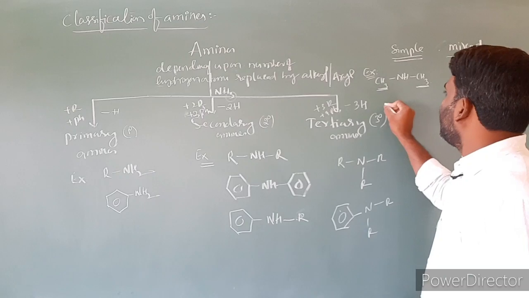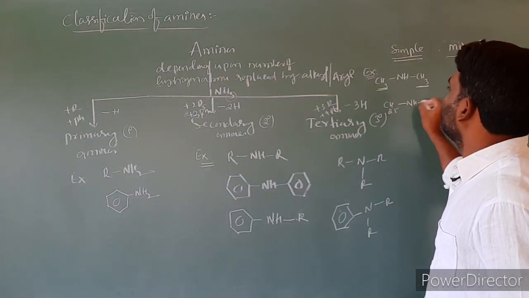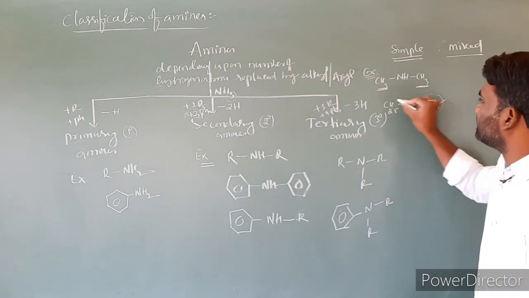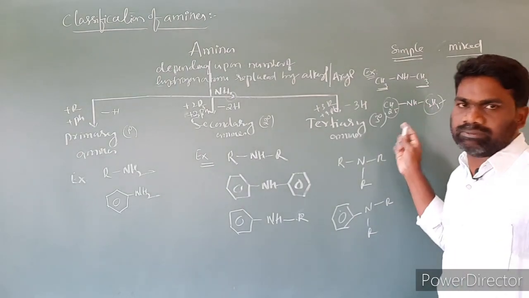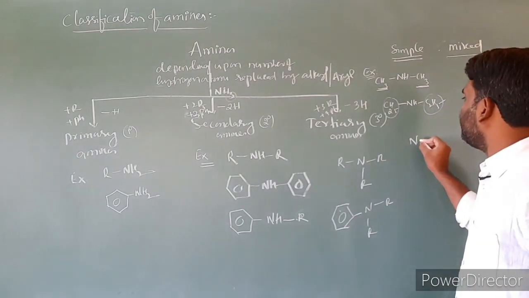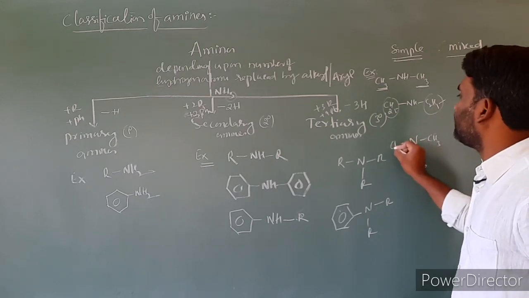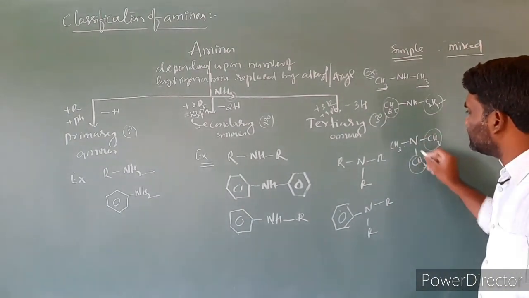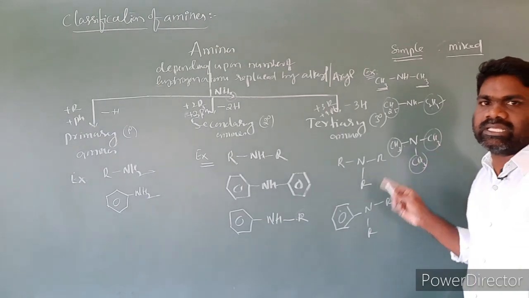Take one more example. I'm taking C2H5 NH C2H5. Look at this. This is C2H5, this is also C2H5. All groups attached to the nitrogen are the same. This is simple. Take one tertiary amine: nitrogen with CH3, CH3, CH3. All groups attached to this nitrogen are the same, methyl groups. This is a simple amine.